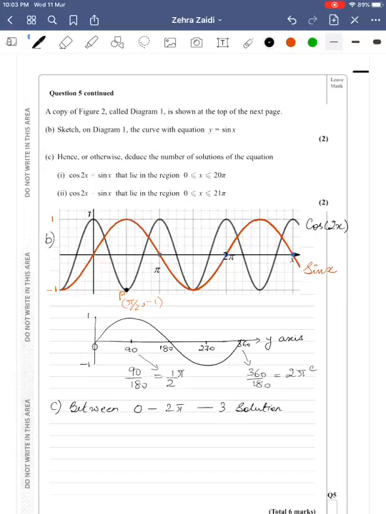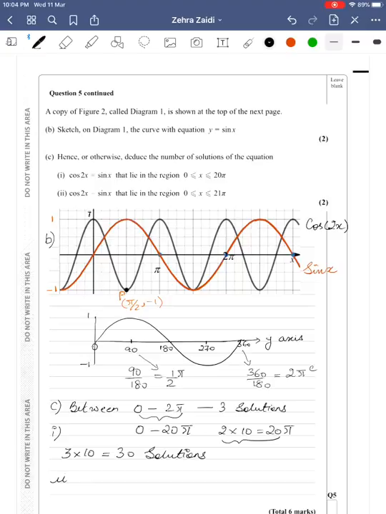Alright, now if we have to find the solutions from 0 to 20 pi radians, we have to have 10 times more solutions, which means 2 into 10 gives us 20 pi, right? So whatever is the number of solutions between 0 to 2 pi, we need to multiply it by 10. So we had 3 solutions here, so we will multiply 3 by 10, and that is 30 solutions in total. Okay, so that answers part C1.